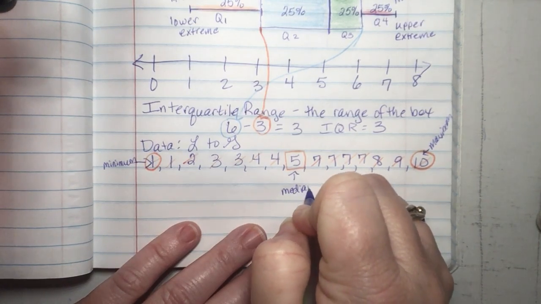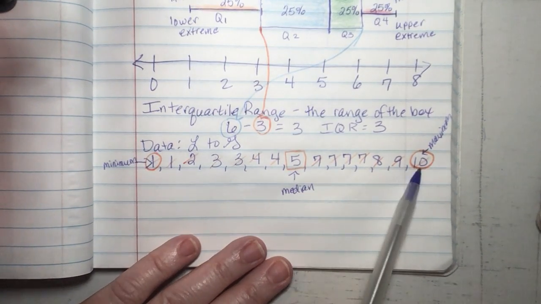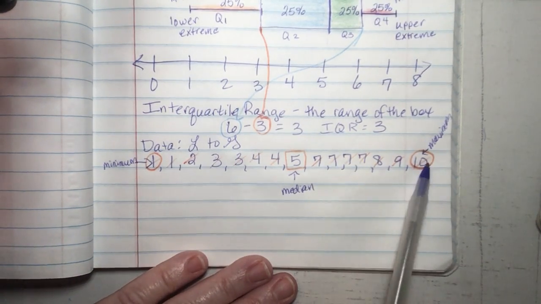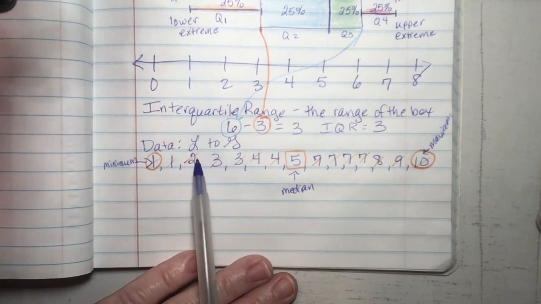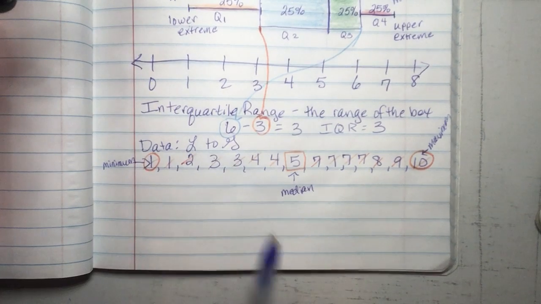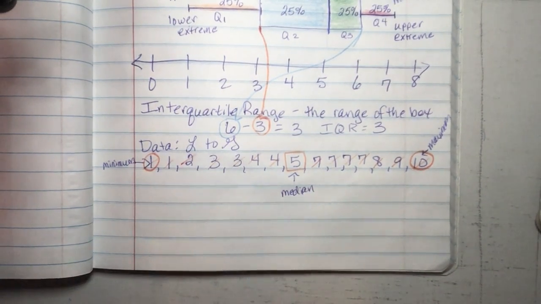And remember, that means it's right in the middle. So I should have the same number above and the same number below. So let's see. 1, 2, 3, 4, 5, 6, 7. 1, 2, 3, 4, 5, 6, 7. So 50% of my data is above the median and 50% of my data is below the median. 7 and 7.